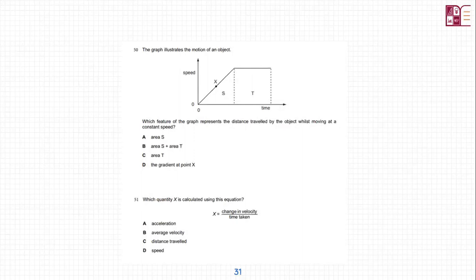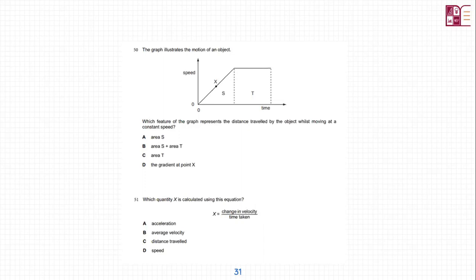The graph illustrates the motion of an object. Which feature of the graph represents the distance traveled by the object whilst moving at a constant speed? Now looking at this, a constant speed is when the speed is a horizontal line. So area T is when the object is at constant speed. A very simple question this was.